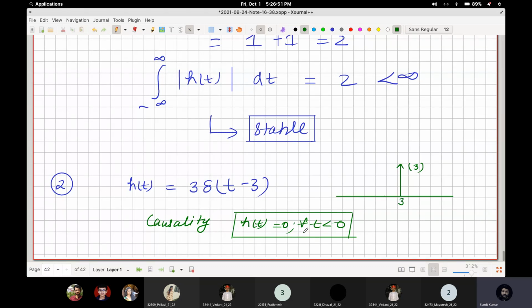So now you can see that this is satisfying the condition, isn't it? It's located at 3, so before that and after that it is equal to 0. So h of t is 0 for all time t less than 0. We don't really see equality here, but for t less than 0, it means that it is causal. The system is causal.